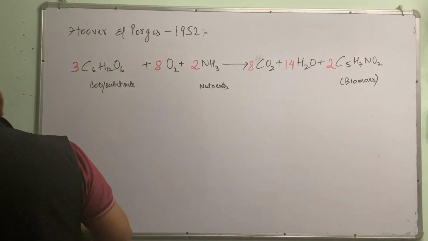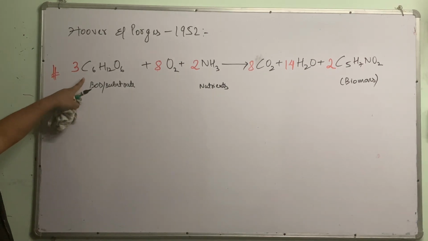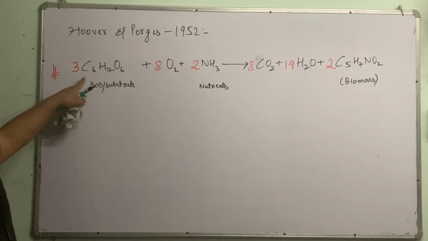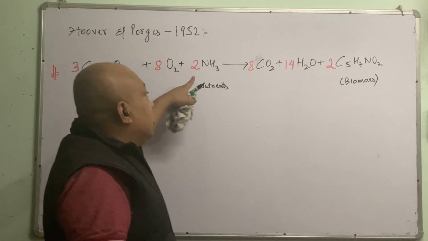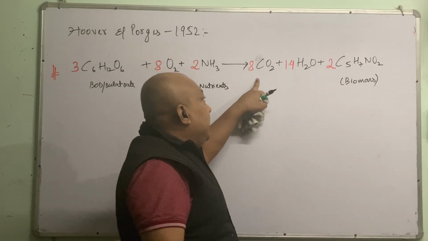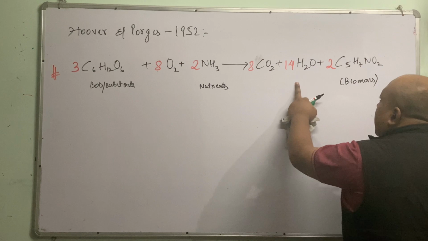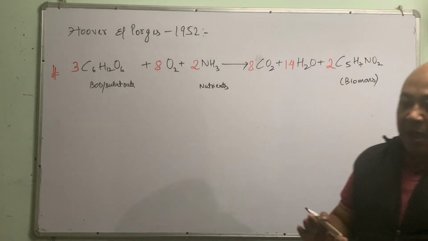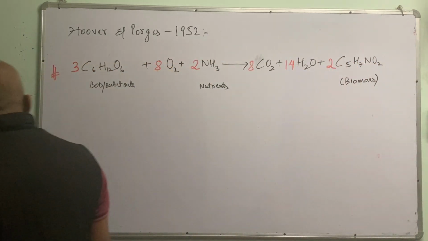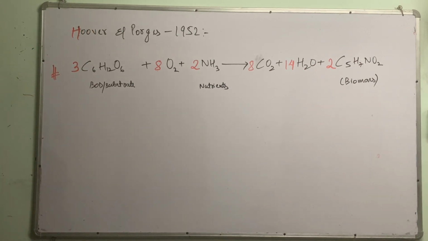So, my dear students, you have to remember this equation very properly. Now, this BOD, 3 molecules, requires 8 molecules of oxygen. This is the aeration we are going to do. The nutrients consumed is 2, and 8 molecules of carbon dioxide and 14 molecules of water have been released as an oxidized product, and 2 molecules of biomass have been produced. This equation was done by Hoover and Porges. You have to remember.